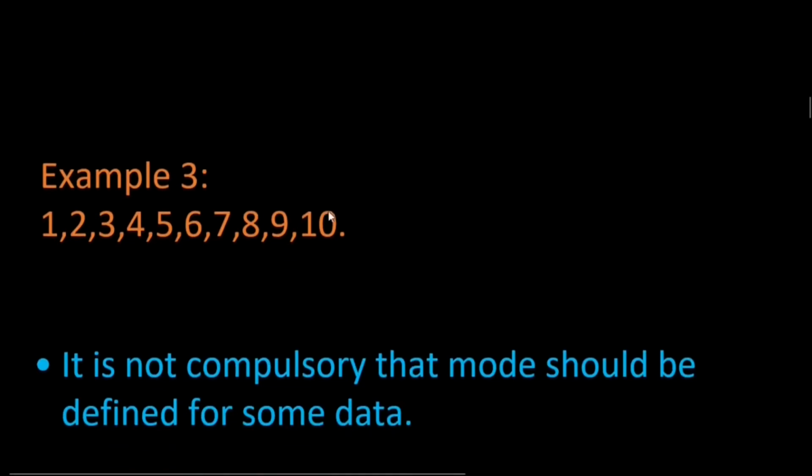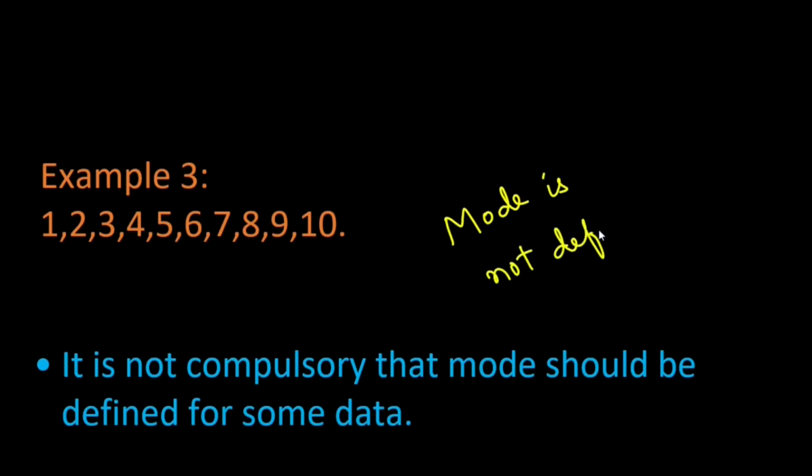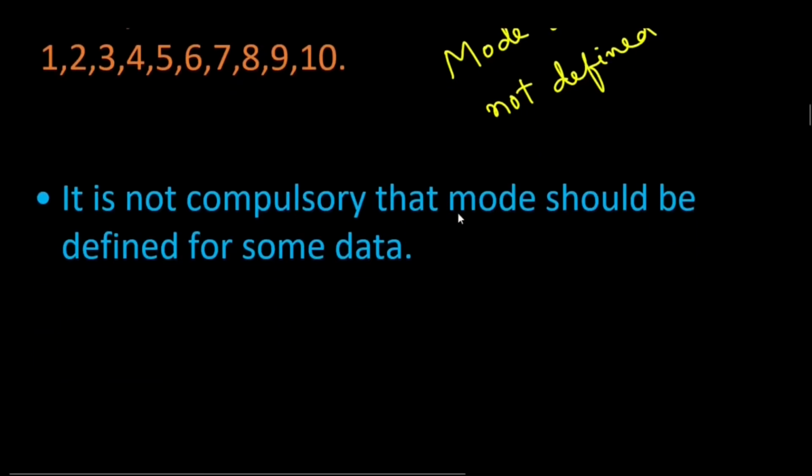Let us take one more example. In this example, each observation is occurring only once. As per definition, mode is the most frequent observation or most occurring observation. In this data, each observation is occurring only once. All are occurring with the same frequency. So this data has no mode. Mode is not defined for this data. It is not compulsory that mode should be defined for some data.